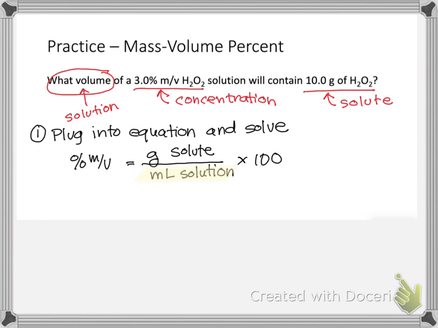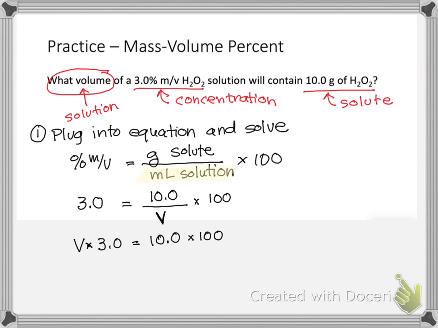So I know the percent concentration is 3. I'm going to plug that number there. I know I have 10 grams of the solute. I'm going to put V for volume because I don't know that, and then times 100. So remember, when you have your unknown in the denominator, you're going to multiply it over to the other side. So I'd have V times 3 equals, I still have the 10 on top, times 100.